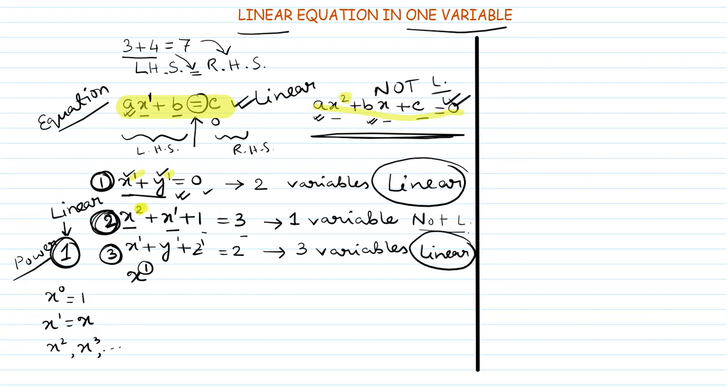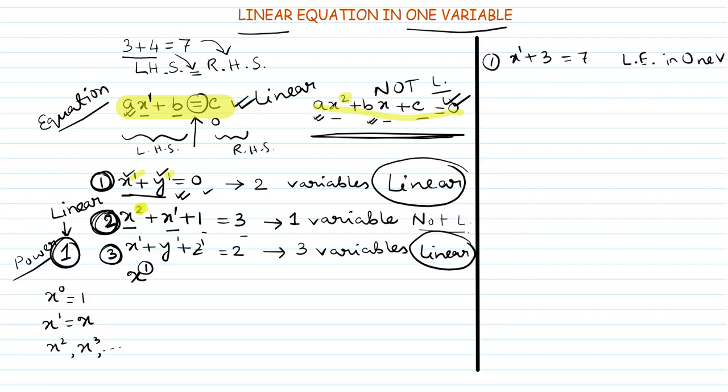So, linear equation in one variable means obviously one variable, one unknown, will be there, and linearity will be maintained. That means the highest power of the present variable in the terms must be 1. So, let us check out some examples. Let us see the first example: x plus 3 equal to 7. Obviously, the power of x is 1. So, that is obviously a linear equation in one variable.